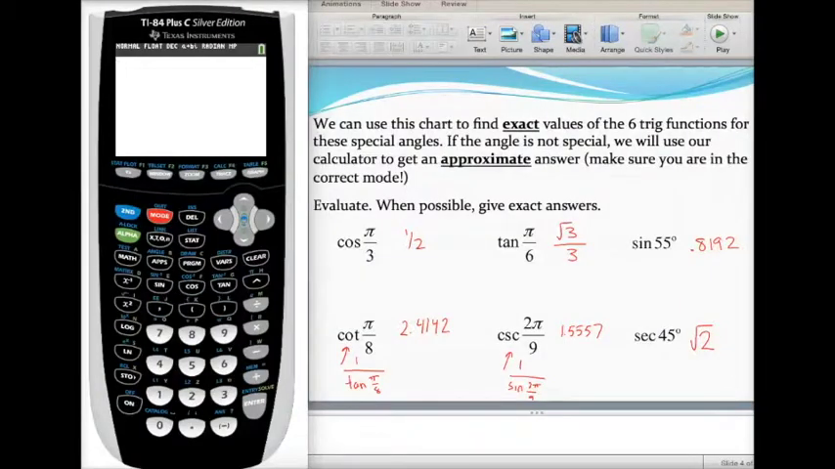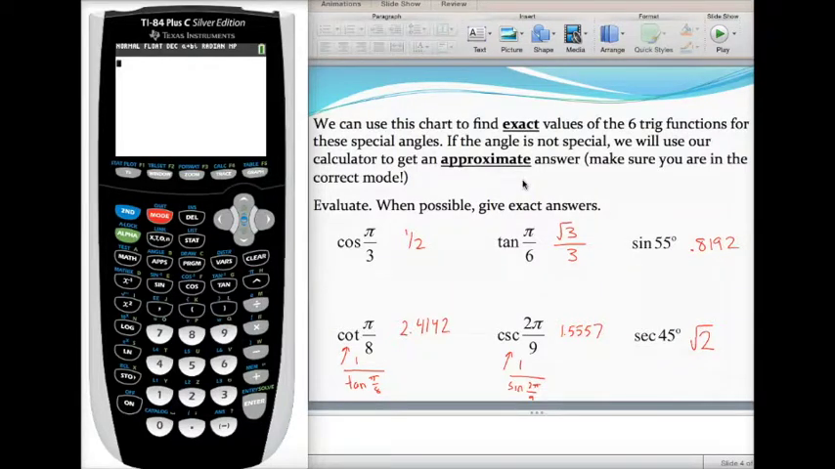So I want to talk a little bit about when to use a calculator, when not to use a calculator, and some calculator tricks for evaluating trigonometric functions. So first thing is when I don't want to use a calculator. Anytime we have one of our special angles, our 30 degrees, 45 degrees, or 60 degrees, or their radian equivalents, pi over 3, pi over 6, pi over 4, we are not going to be using a calculator.